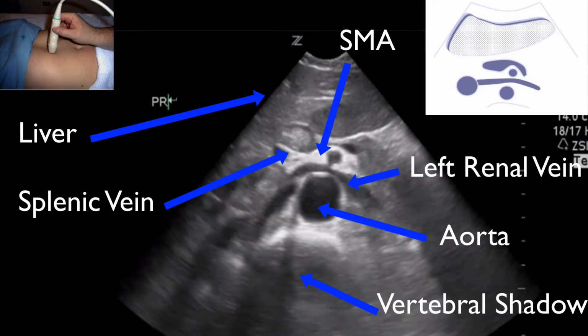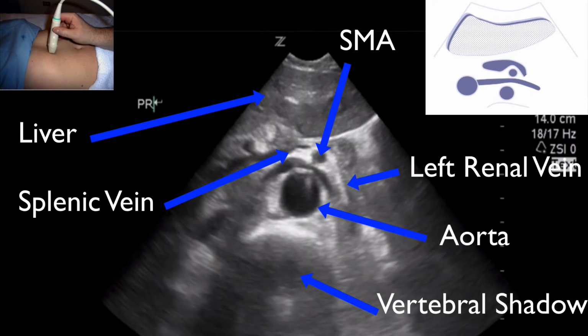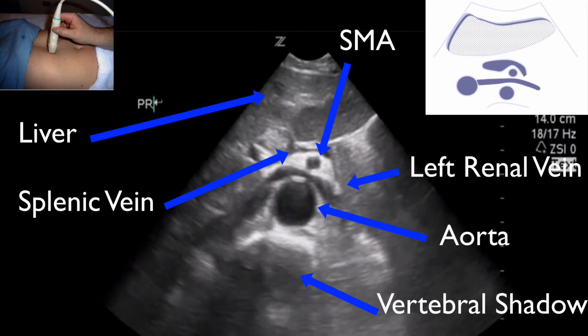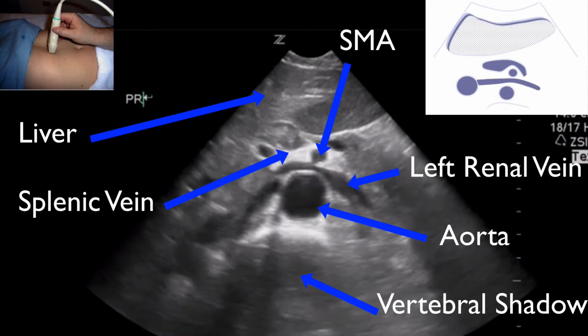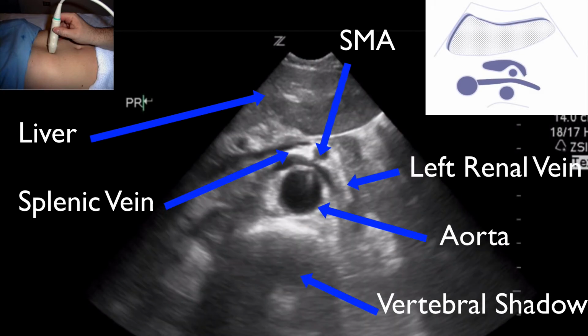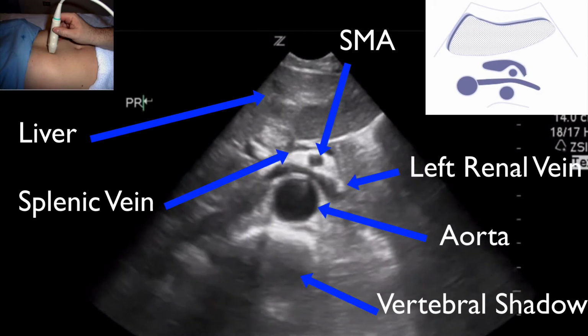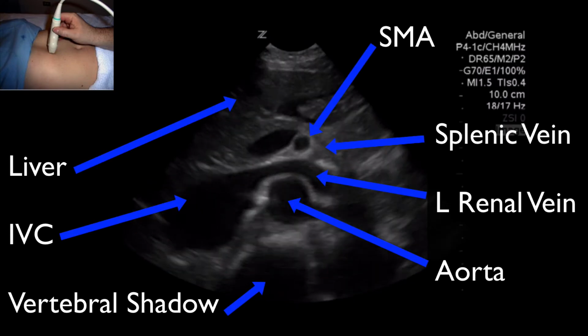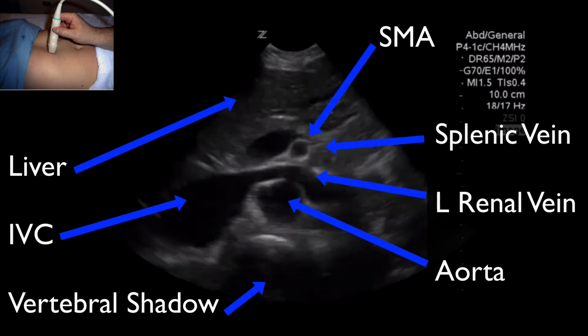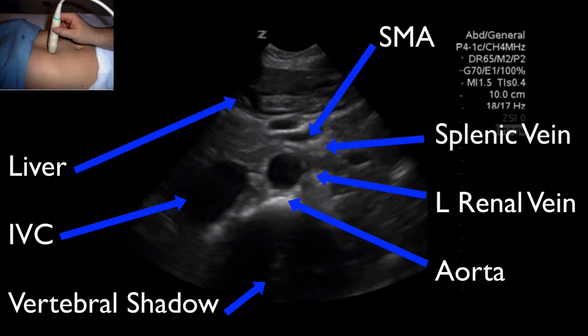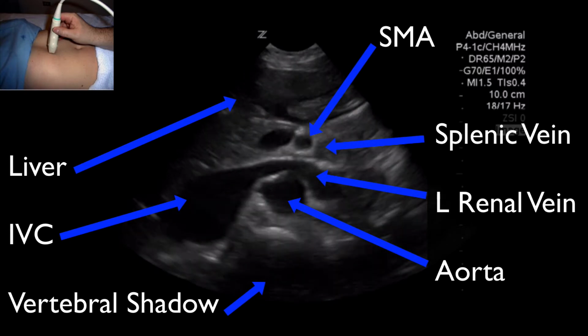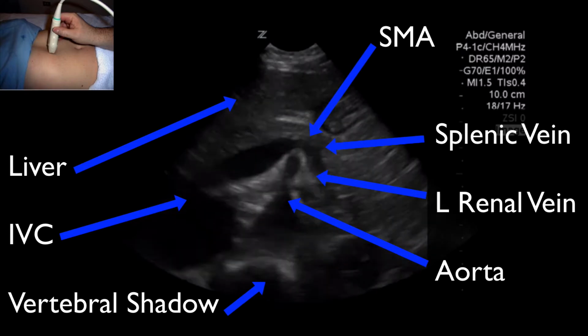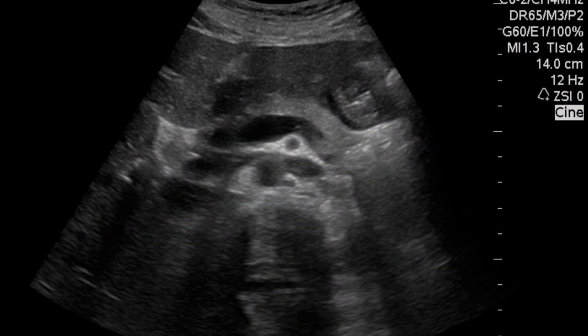Just inferior to the celiac trunk is the superior mesenteric artery. It's typically an anechoic circle just anterior to the aorta and surrounded by hyperechoic fibrous tissue, which makes it look like a mantle clock sitting on the aorta. The splenic vein typically runs just anterior to the SMA, and the left renal vein you'll see in between the aorta and the SMA. And often you'll see the IVC as well, just sitting to the right of the patient or left of the screen of the aorta.